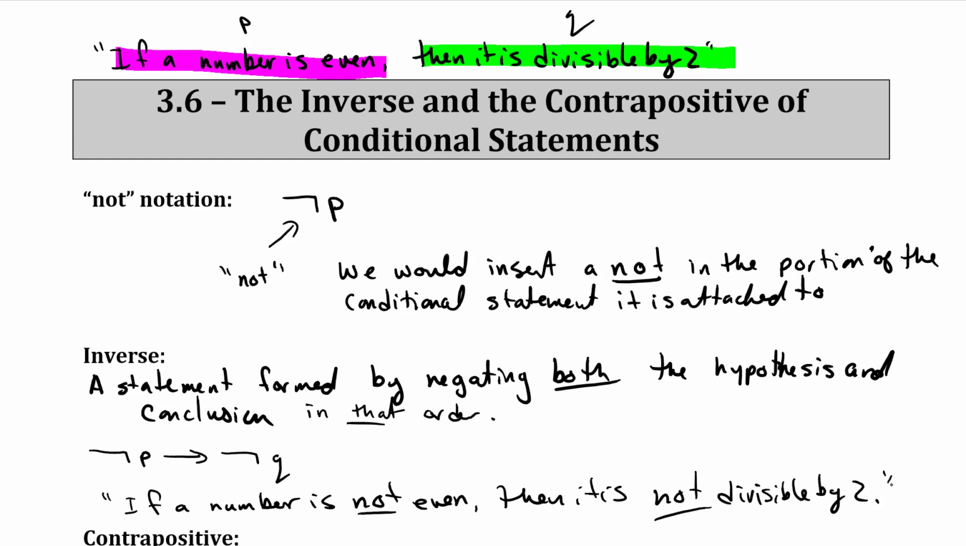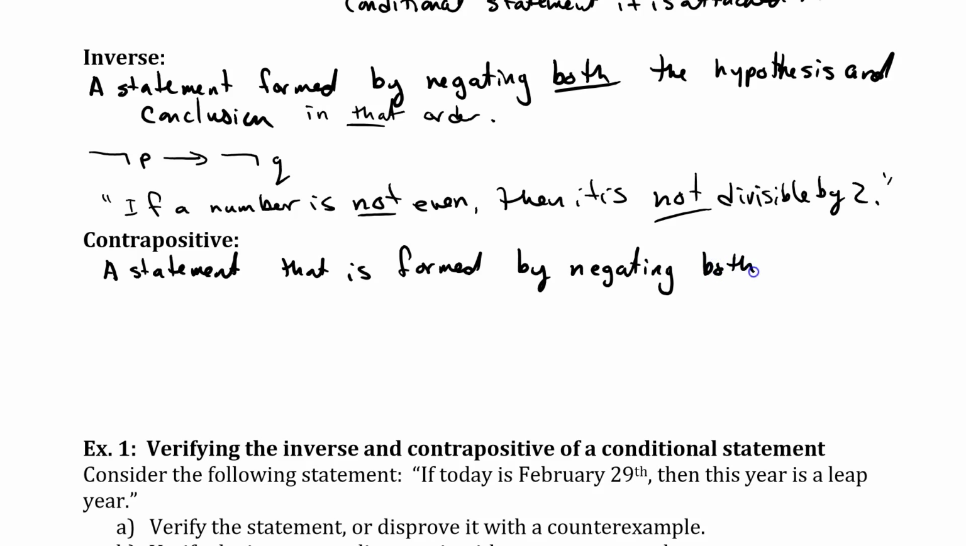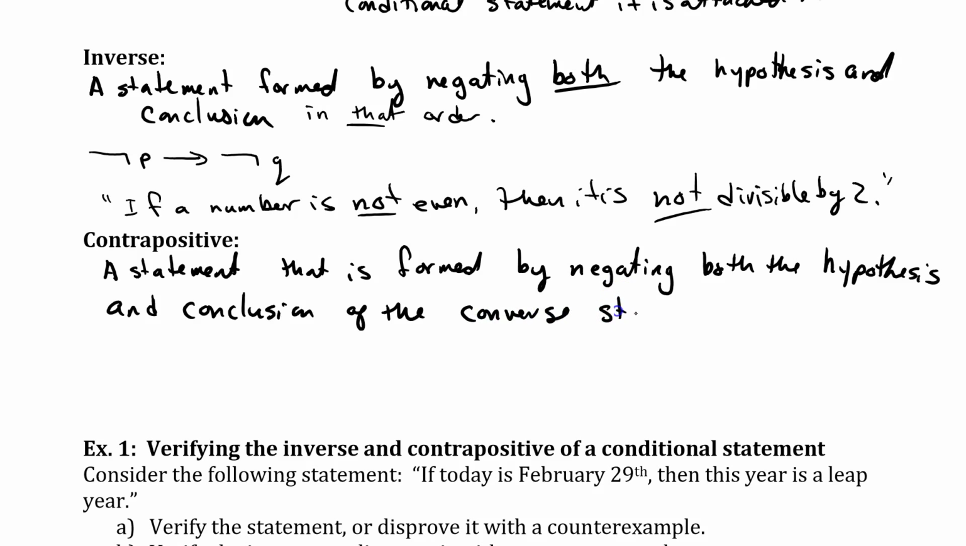Now the contrapositive also uses nots. So the contrapositive is a statement that is formed by negating both the hypothesis and conclusion of the converse statement.